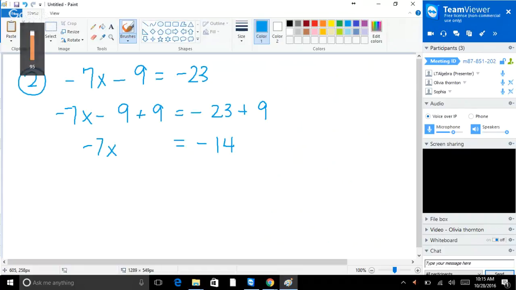Sorry, I can barely hear you, Sophia. Close, yeah. So now, right now, x is being multiplied by negative 7, right? So we want to do the opposite of that. We want to divide by negative 7. So the negative can go along with your 7, right? Yep, exactly. So a negative 14 divided by a negative 7 is going to give you positive 2.